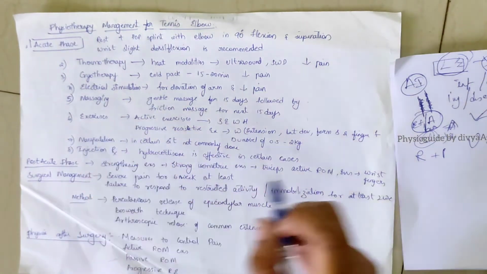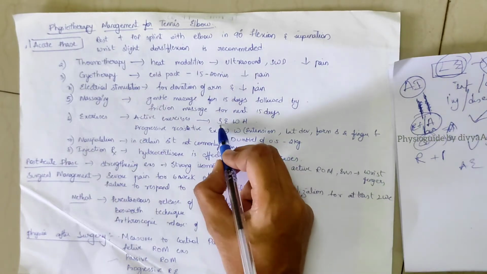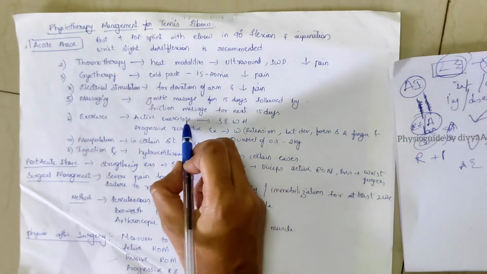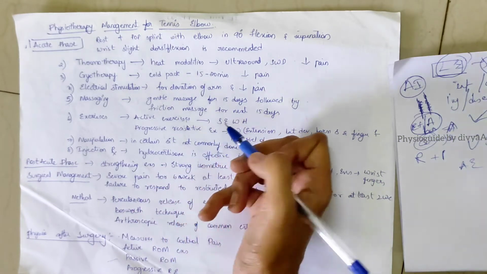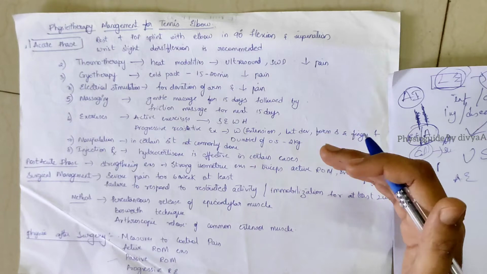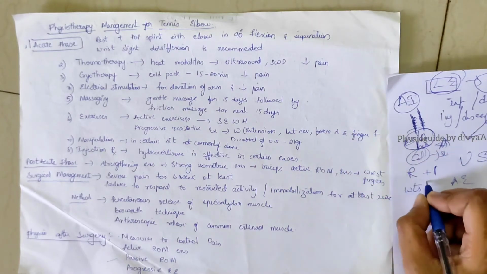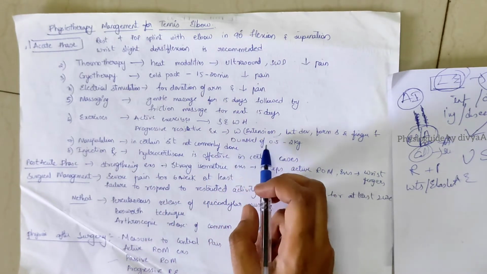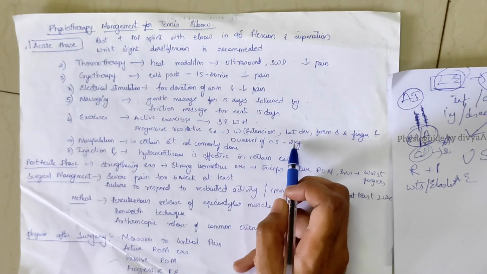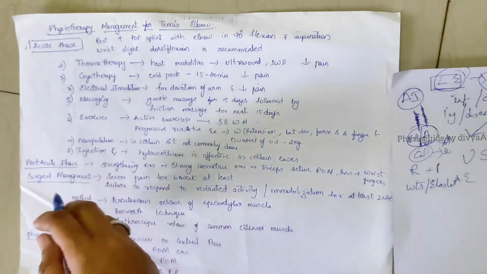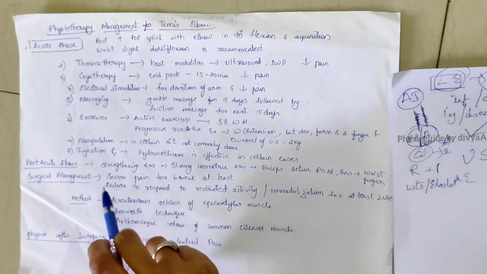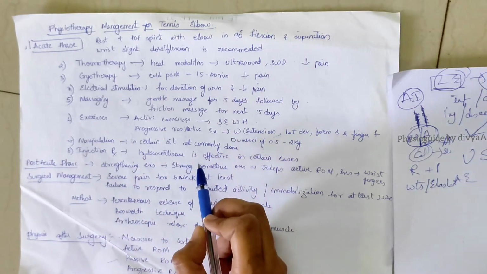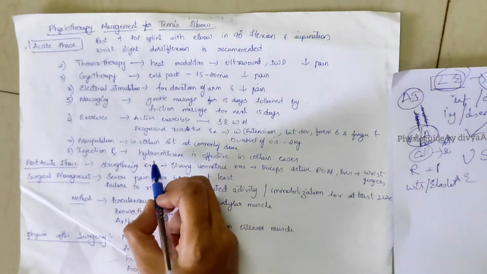Now next one, exercises. Active exercises for shoulder, elbow, wrist, hand we will suggest. Next one, starting basic exercises. Next one, progressive resisted exercises to increase muscle strength with the help of weights and elastic bands. See here, with the wrist, with dumbbells of 0.5 to 2 kg, starting progressive resisted exercise. Next one, manipulation, it is not much recommended. Next, injections, like hydrocortisone, which is effective in certain cases.